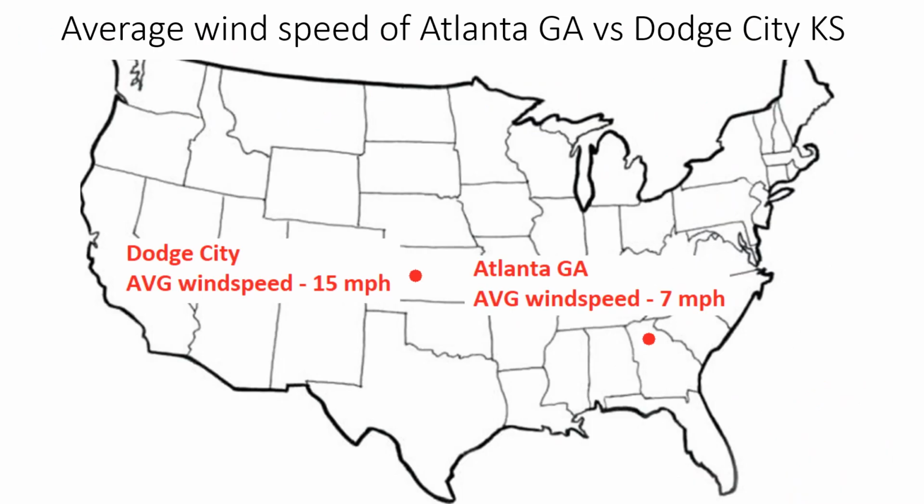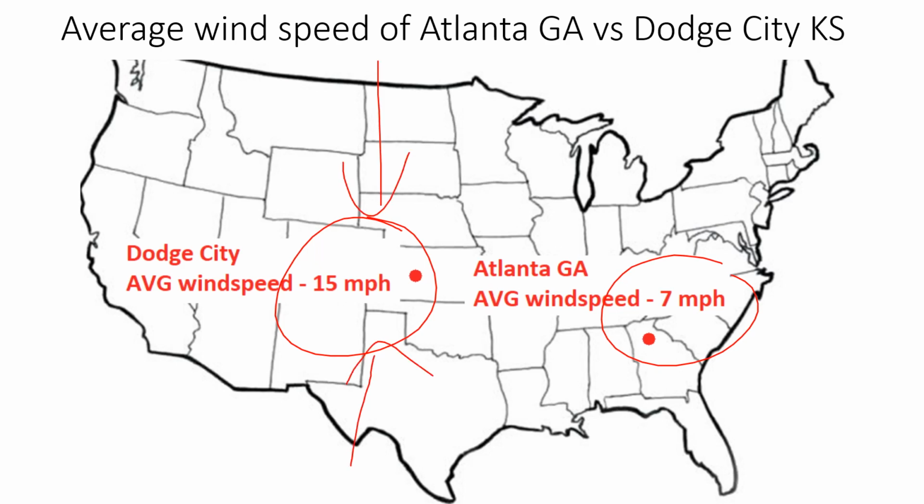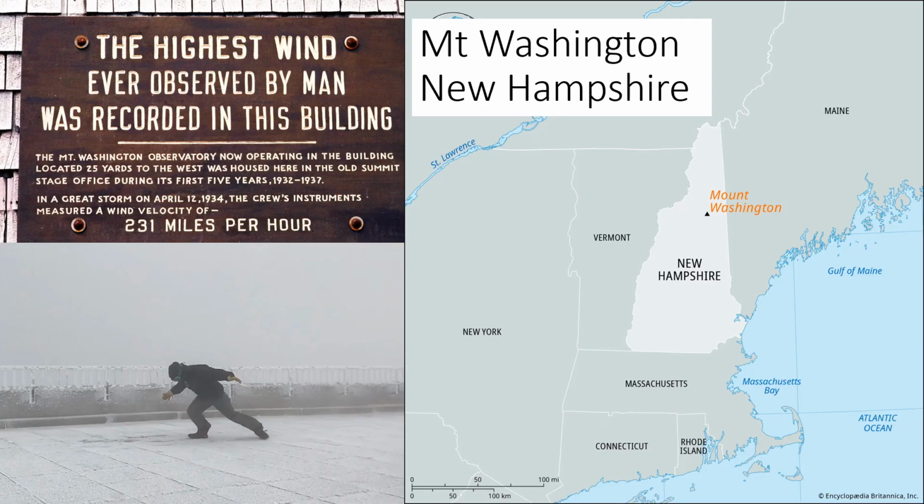Now, the average wind speed for Atlanta versus Dodge City, Kansas. Notice that Dodge City, Kansas and Atlanta have somewhat similar latitudes, but notice the big difference. 50 miles per hour versus less than half. And that's because in this part of the country, they get more readily more often interaction between the hot and cold air, and hence high and low pressures. Plus it's flat and there's not much to get in the way of wind there.